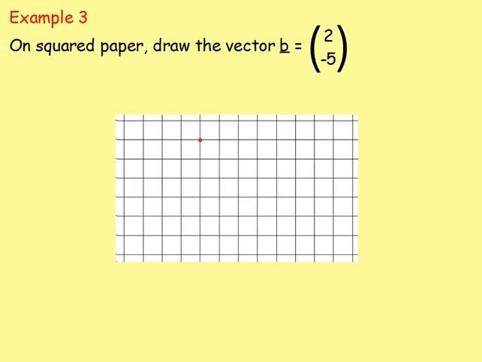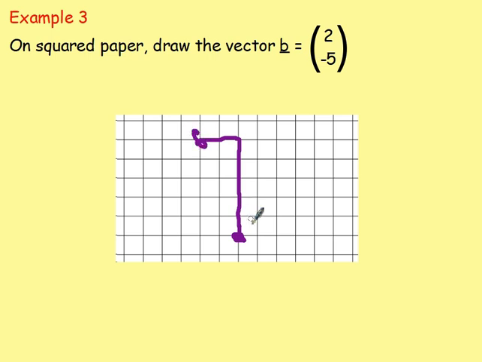Let's try another one. This time, draw vector B, which has components 2, -5. Once again, get a starting point. This is a starting point I am using, and we want to first of all go along horizontally 2 boxes. So we go along 1, 2. We've done that. Now the vertical component is -5. Stan, what does that mean? Brilliant. We want to go down 5. So go down 1, 2, 3, 4, 5, and that will give us the end point.